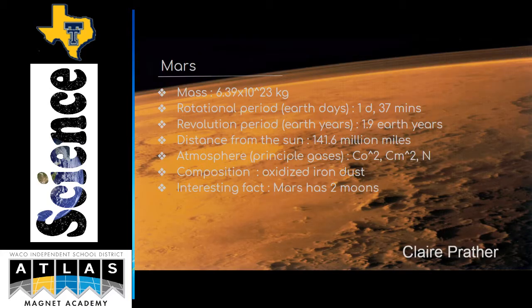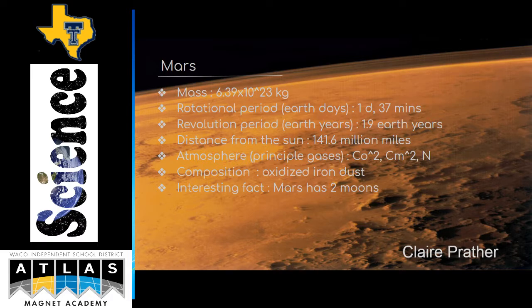Mars. The mass of Mars is 6.39 times 10 to the 23rd kilograms. The rotational period in Earth days is 1 day and 37 minutes. The revolution period in Earth years is 1.9 Earth years. The distance from the Sun is 141.6 million miles.